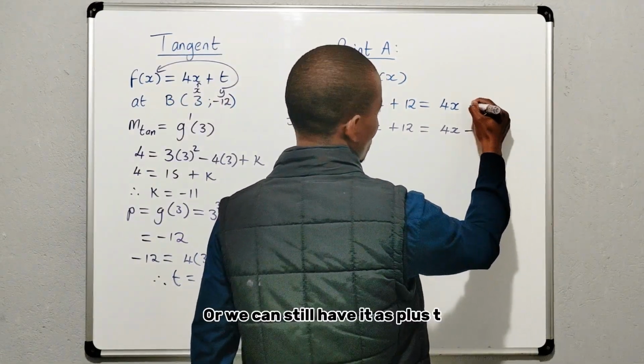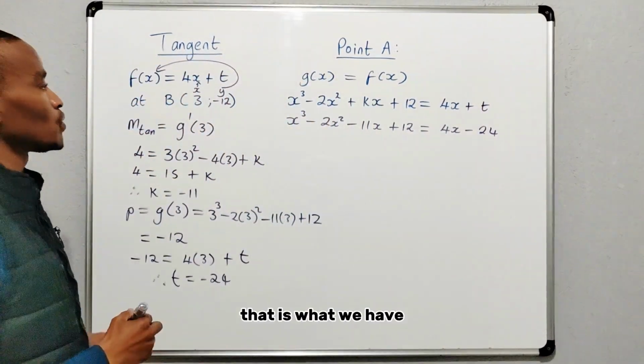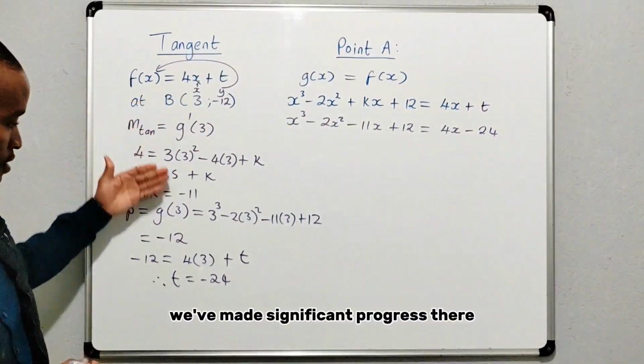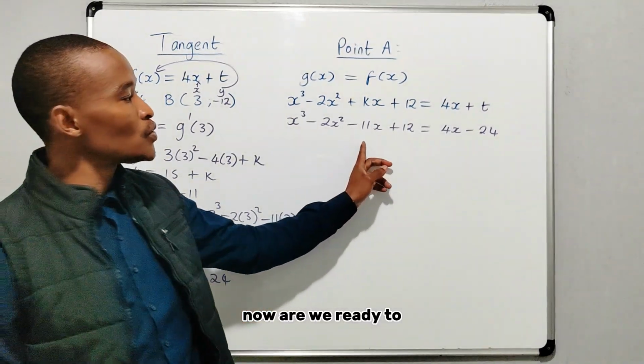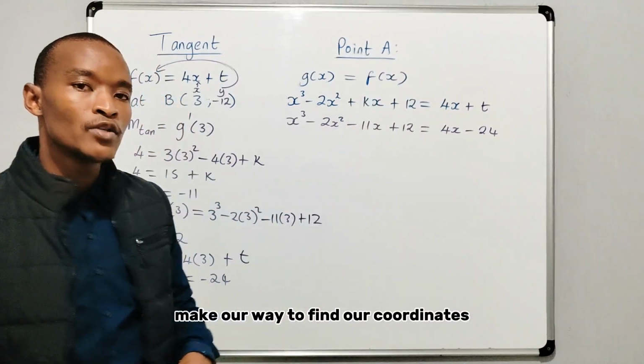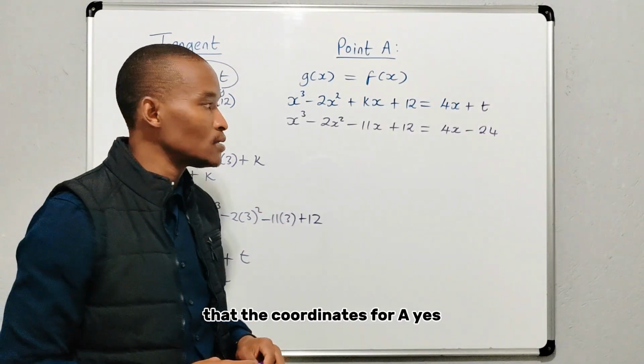-24. Well, we can still have it as plus t there, it's fine. So that is what we have. So we've made significant progress there. Now, are we ready to make our way to find our coordinates then? The coordinates for A, yes.